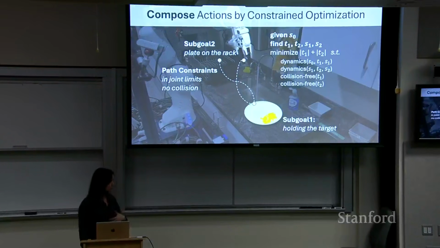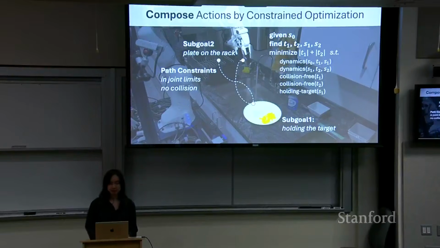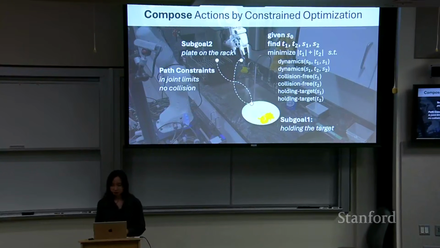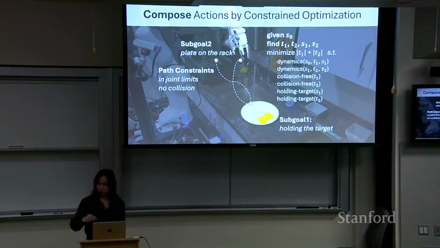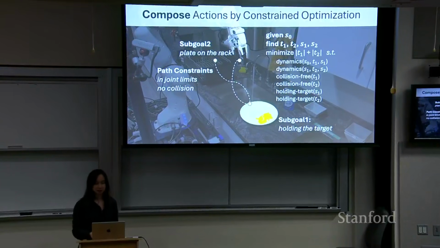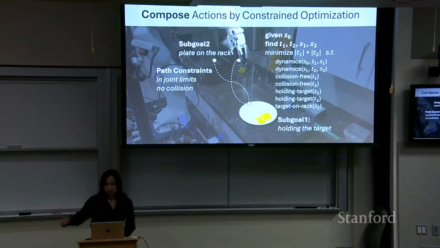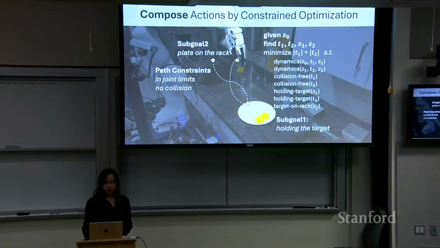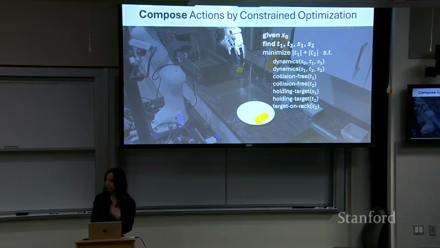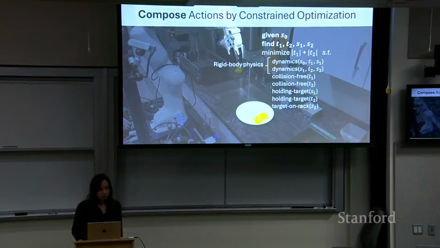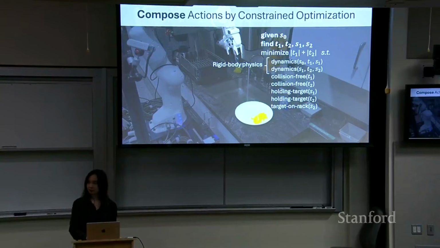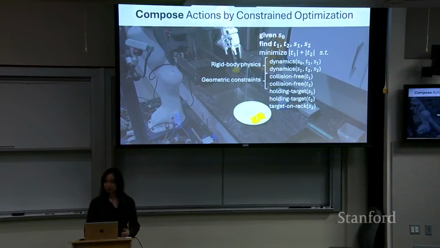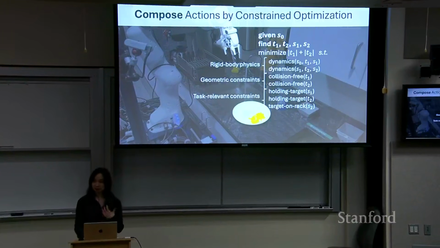Other constraints like my trajectory should be collision-free. Other sub-goal constraints, like I want to be holding the target. I want to continue holding the target while I'm moving to the rack. And then finally having the plate on the rack. So all those constraints can be categorized into several categories. Some of them are rigid body dynamics. Some of them are geometric constraints. And some of them are more task-relevant constraints.